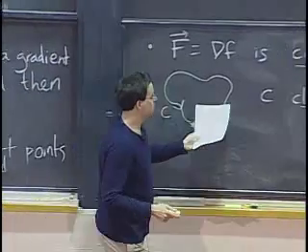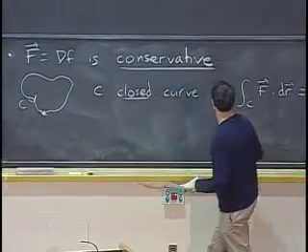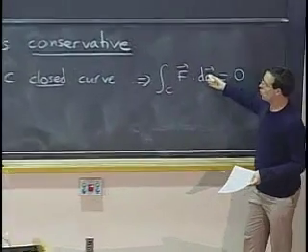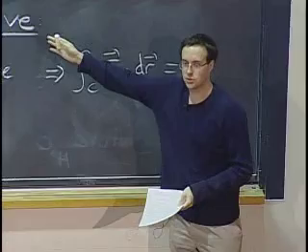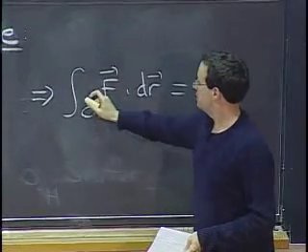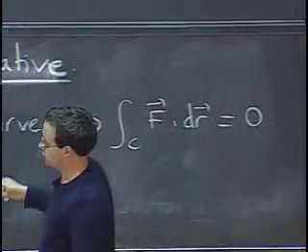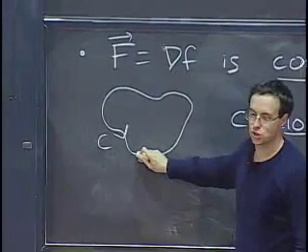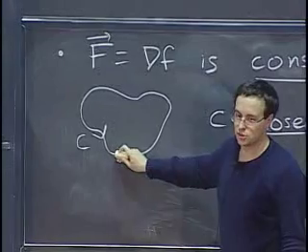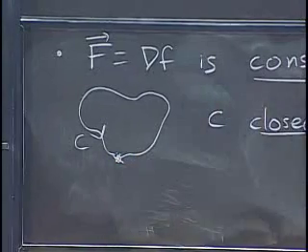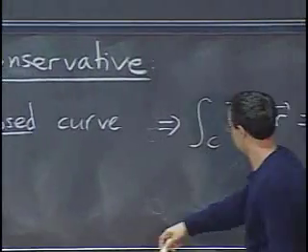Okay, and now why does that hold? Well, if I have a gradient field, then if I try to compute this line integral, I know that it will be the value of a function at the end point minus the value at the starting point. But they're the same, so the value is the same.